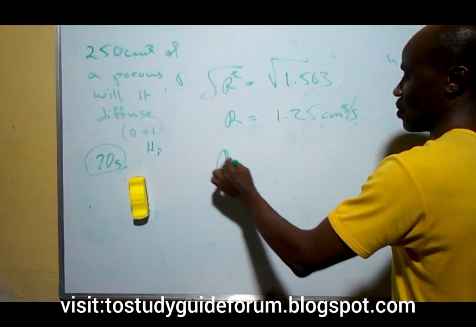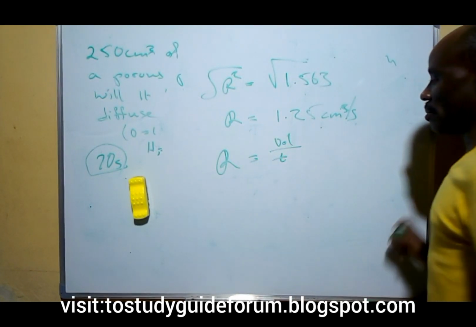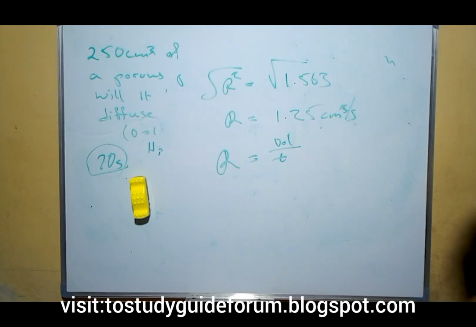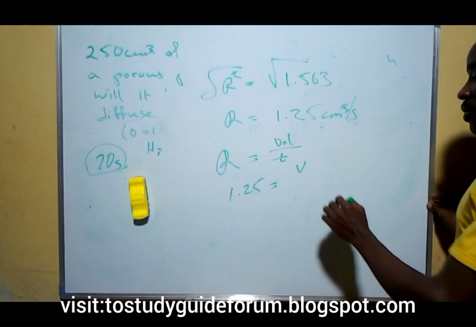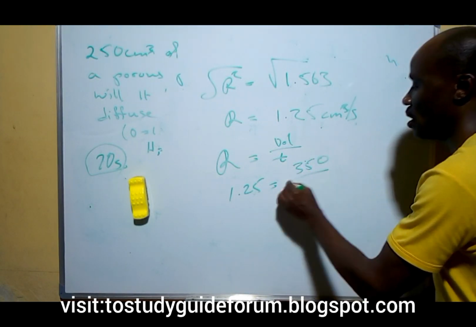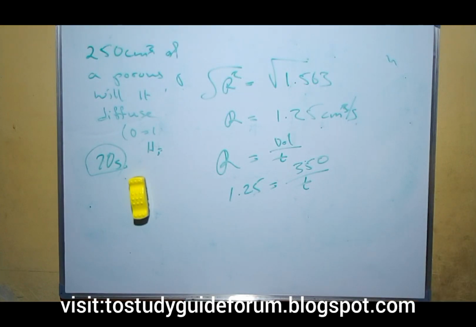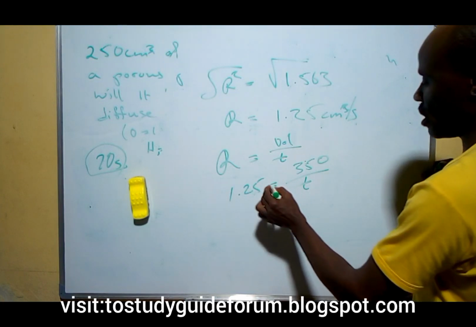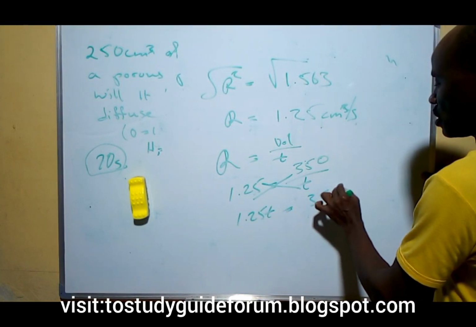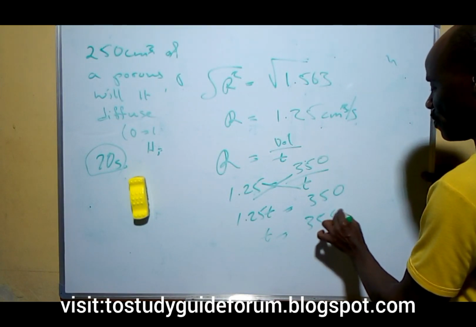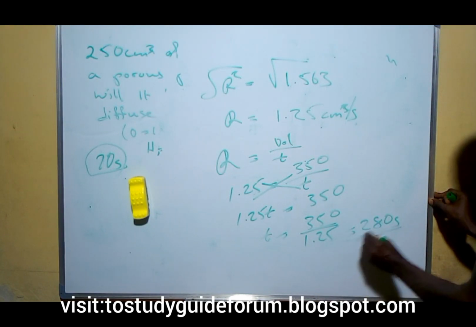Remember that rate is always equal to volume over time, because we're dealing with volume. So our rate is 1.25 equal to volume over time. We know the volume to be 350, and our time is what we don't know. So if you cross multiply, we'll have 1.25 t equal to 350. Then t will be equal to 350 divided by 1.25. That will give us 280 seconds. That is the final answer.